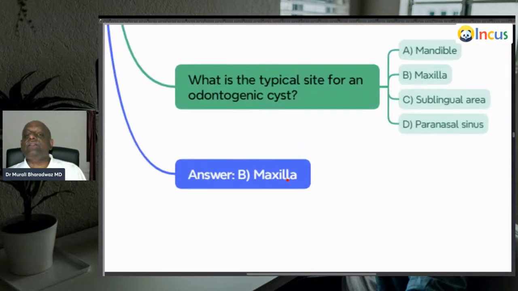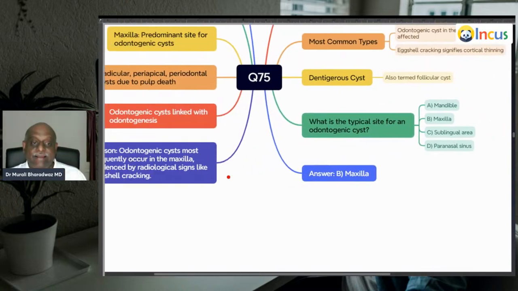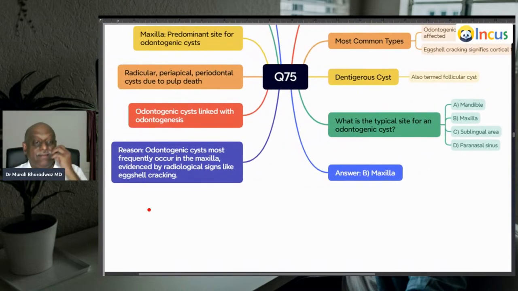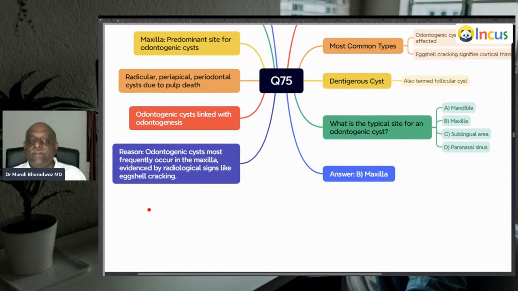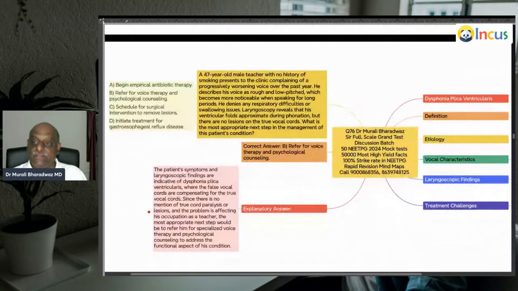Now, the typical site for the development of an odontogenic cyst is the maxilla. In the maxilla, you find eggshell crackling, which is a classical radiological feature.